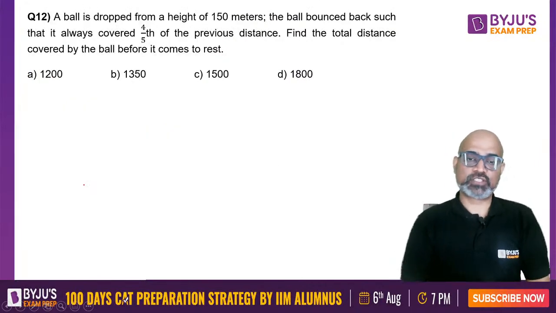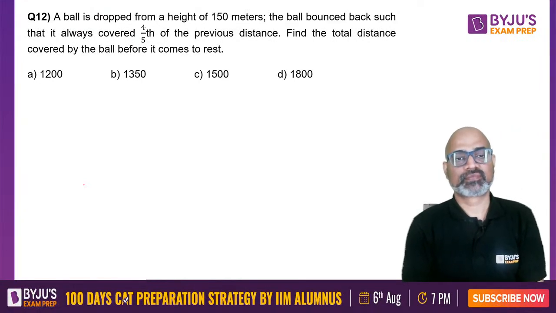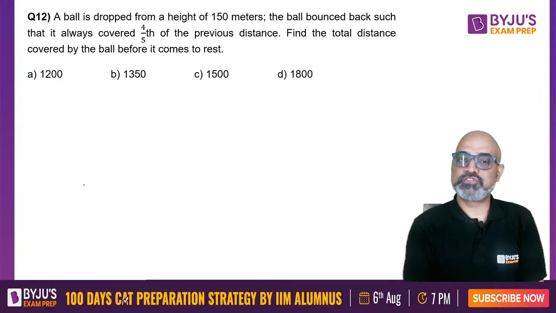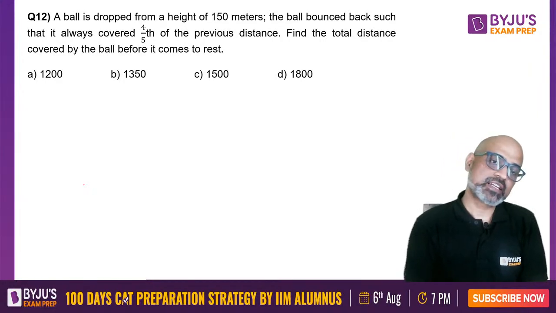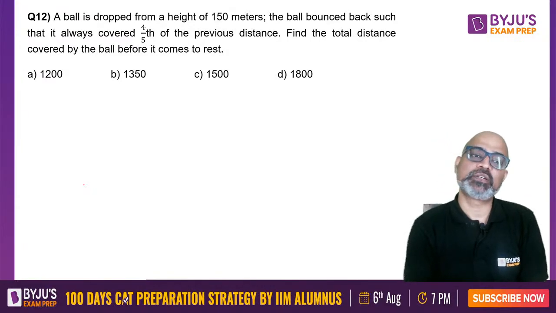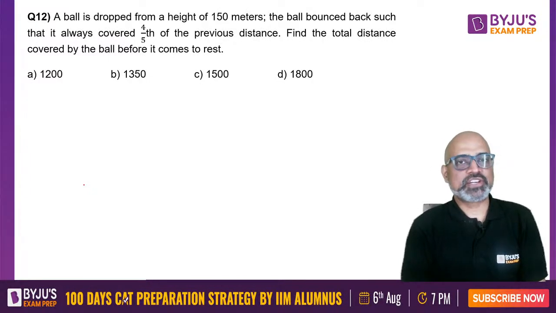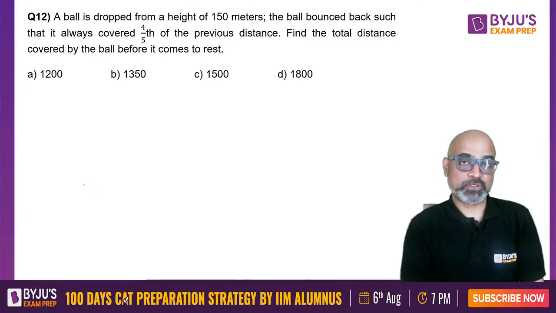Okay, the last one for today. A ball is dropped from a height of 150 meters. The ball bounced back such that it always covered 4/5 of the previous distance. Find the total distance covered by the ball before it comes to rest. Application of a particular type of series.